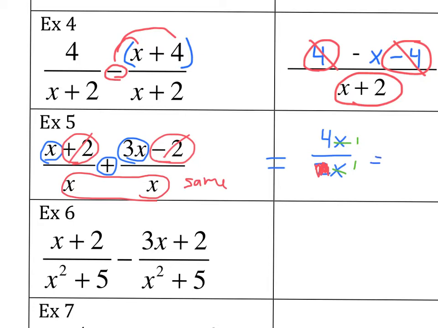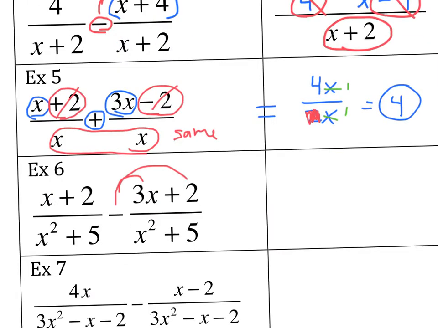And my final answer is simply 4. I do not need to write the over 1 because that's how it simplifies. Bar number 6, we need to distribute that negative all the way across.